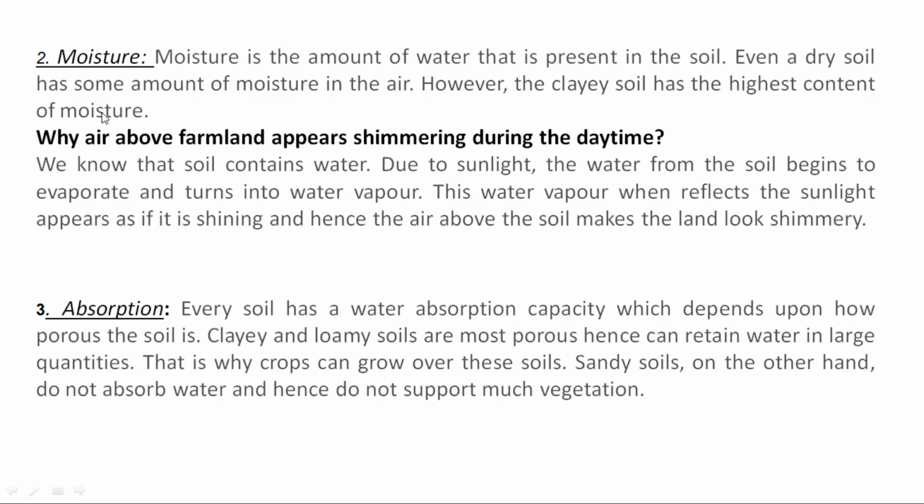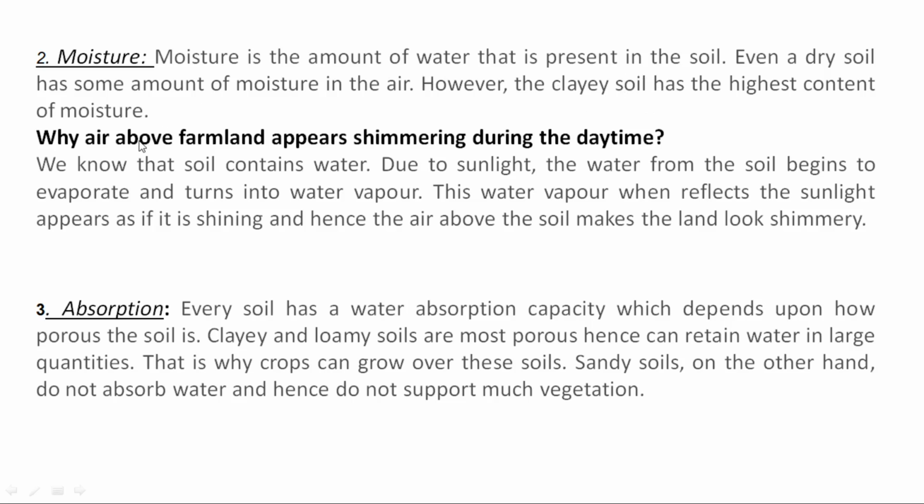Let's see. Number two property is moisture. Moisture is the amount of water present in the soil. Even a dry soil has some amount of moisture in it. Our clay soil has the highest amount of moisture. How? Because clay soil holds water for long. That's why clay soil has the highest amount of moisture.